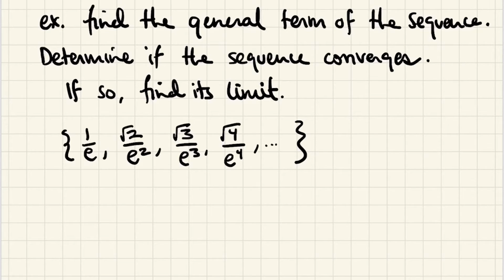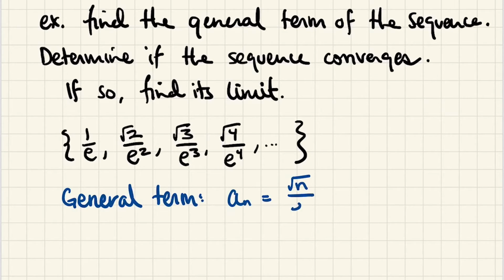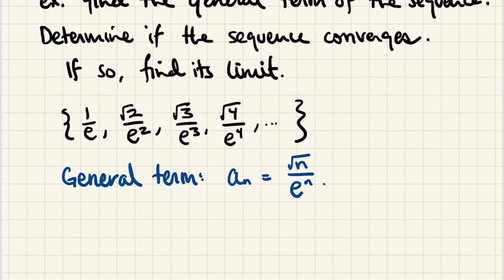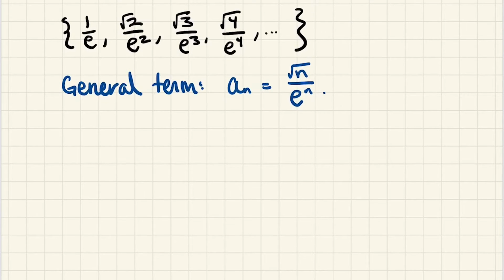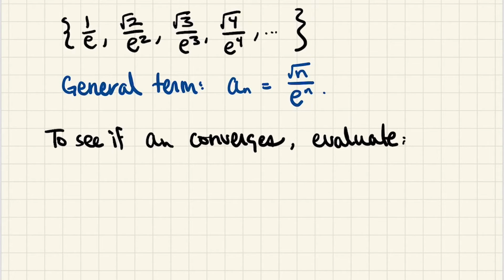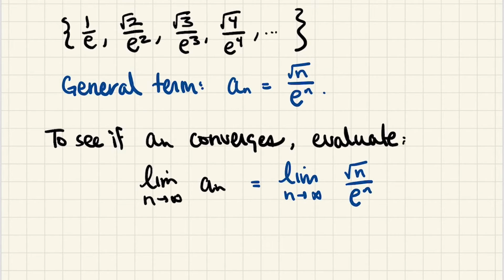So of course, first thing we need is the general term. And we can probably get that pretty easily just by looking at this thing. So the general term here is going to be a sub n, which appears to be radical n divided by e to the n. Okay, so that's good. Now we'll put our attention on the convergence part of this problem. So we're simply going to evaluate the limit as n approaches infinity of a n. So that's the limit as n approaches infinity of radical n over e to the n.